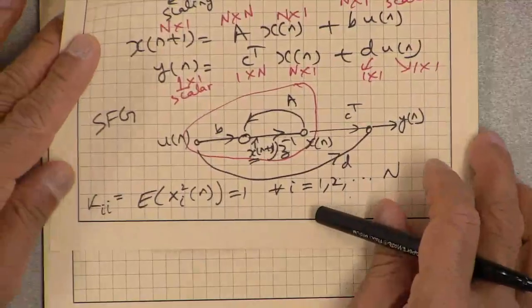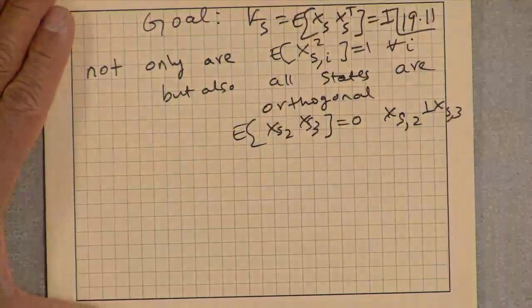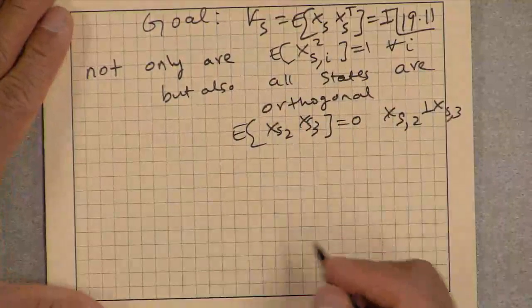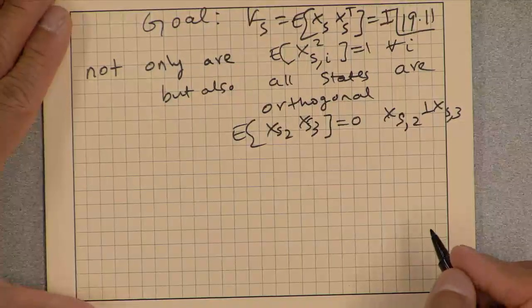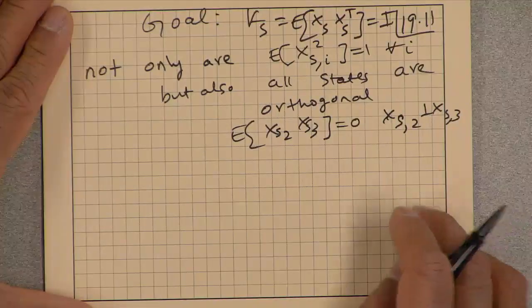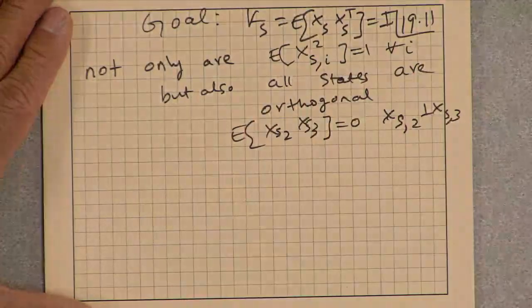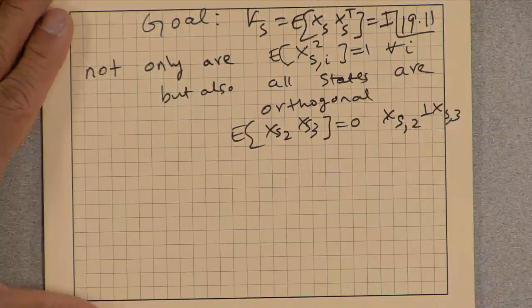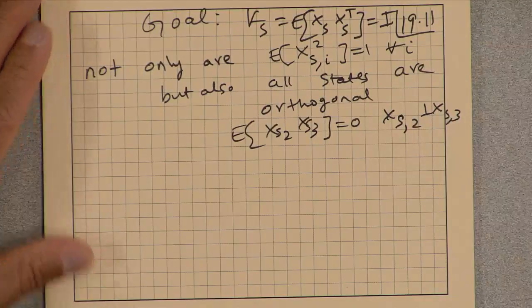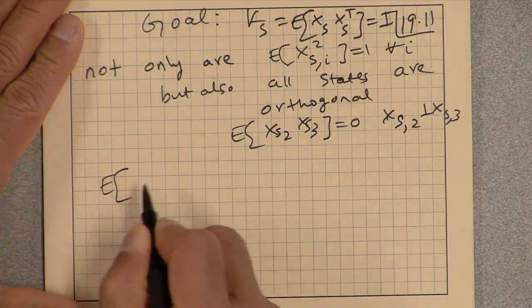So the purpose of scaling is to get a scaled state space so that the states are not only orthogonal, but also satisfy that the power of every state is the same, and that helps us allocate the same word length to each and every state.